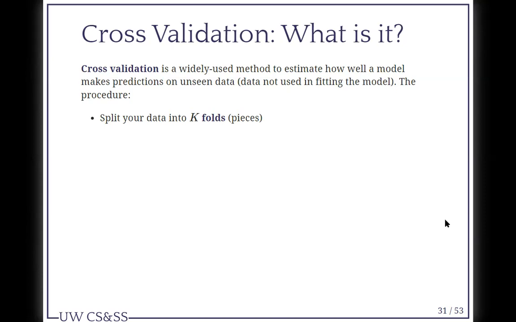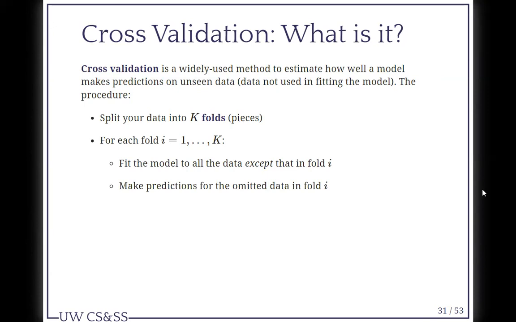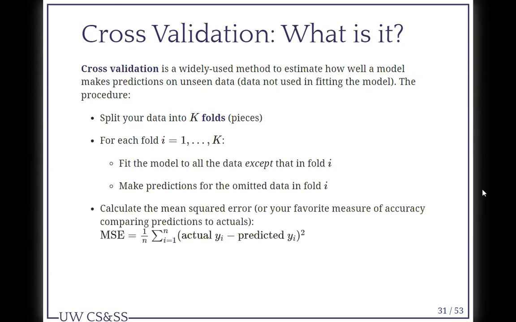unseen data. That is data that's not being used to fit the model. The procedure is you're going to split your data into k number of folds, folds meaning pieces. For each fold, starting with 1 to k folds, you're going to fit the model to all of the data except that in the fold i. You're going to make predictions for the omitted data in fold i. And then you're going to calculate the mean squared error or your favorite measure of accuracy comparing predictions to actuals. Maybe you want the absolute error or whatever. Here we're going to use the mean squared error, which is just our actual Y values minus our predicted Y values squared. And then we get the average of all of those.